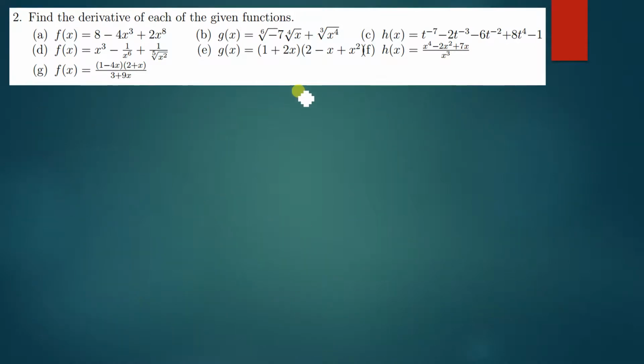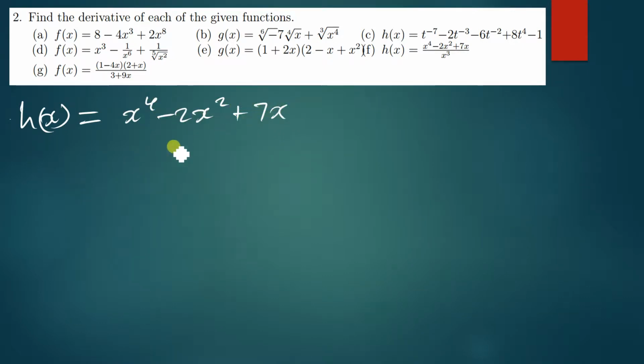So the next question is that one there, which has two functions dividing. So you have h of x being equal to x to the power 4 minus 2x squared plus 7x, then everything over x to the power 3. So this one can be simplified by dividing. If you want, you can use the power rule or the quotient rule. You still get the same answer. So let us just use the power rule.